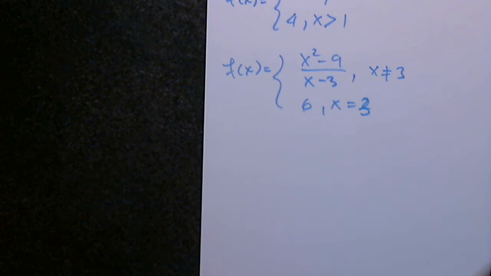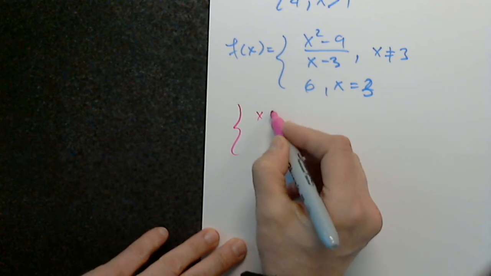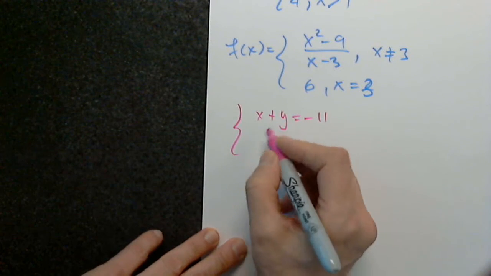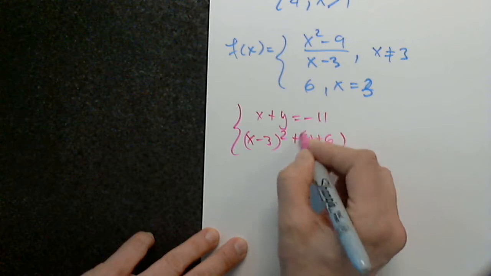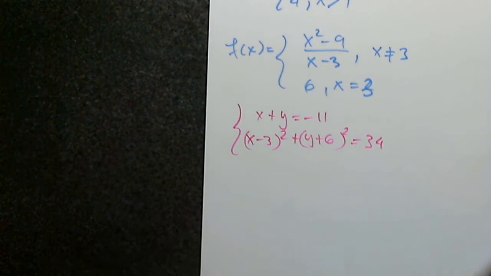So we're working on the system x plus y equals negative 11, x minus 3 squared plus y plus 6 squared equals 34.